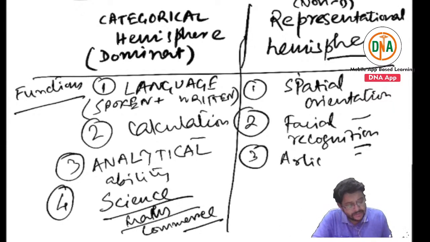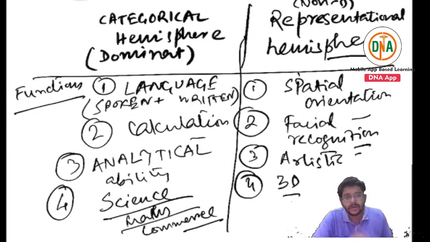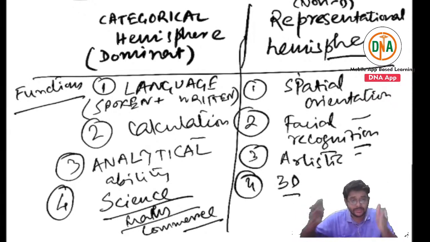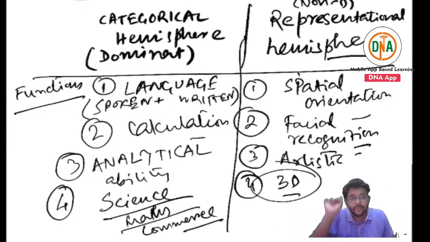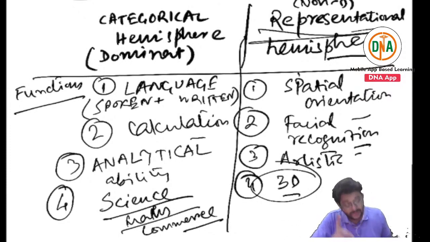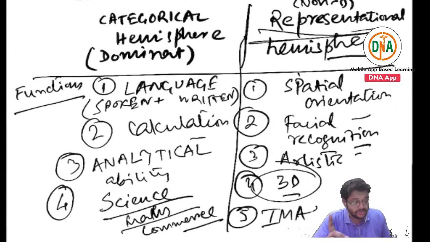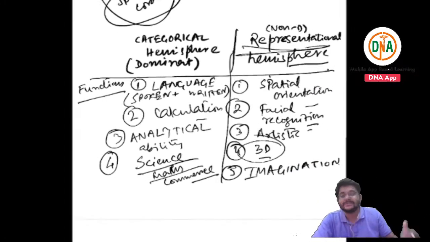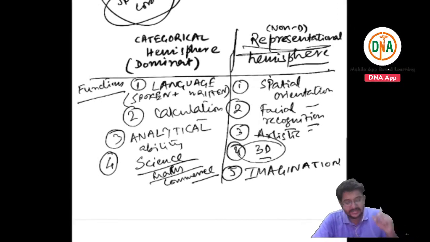Third thing is artistic ability. You can say music, you can say painting, everything depends on the representational hemisphere. Number four is the 3D ability. Already I have discussed 3D ability, like the fighter plane pilot, jet pilot, they must have a fantastic representational hemisphere. Otherwise, they can't understand the depth, the actual 3D distance between two moving objects in the same direction or in the opposite direction. For this, they must have a particular 3D orientation, which is delineated by the representational hemisphere. And the fifth one, very important, is imagination. The representational hemisphere is the hemisphere for poets, for the philosopher. So that is the representational hemisphere.